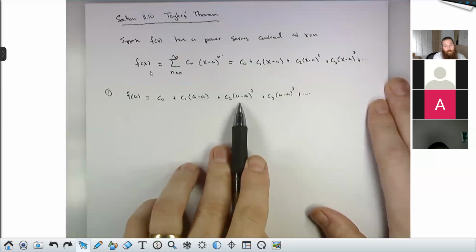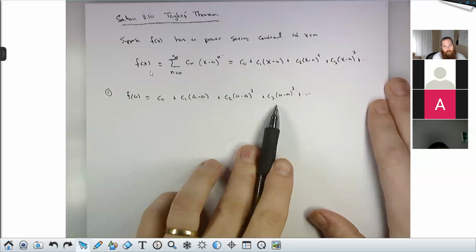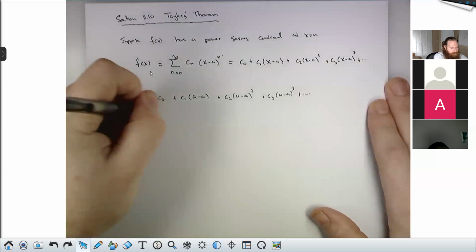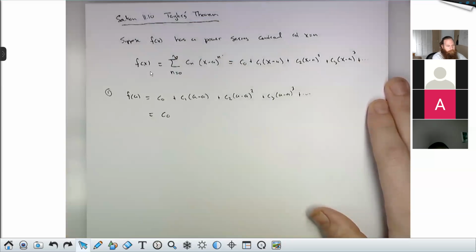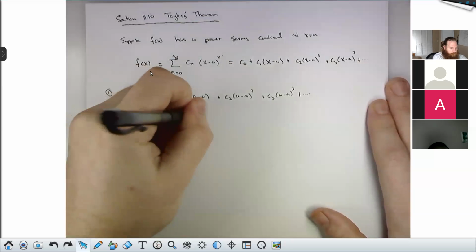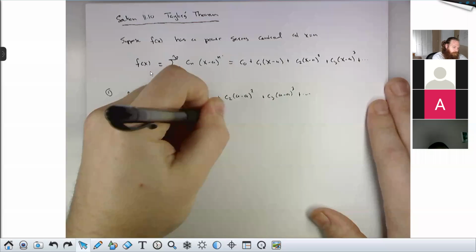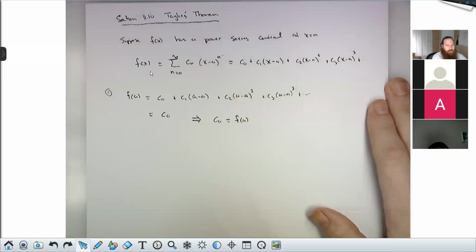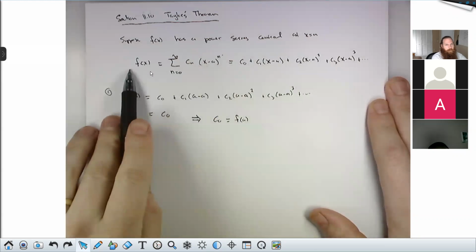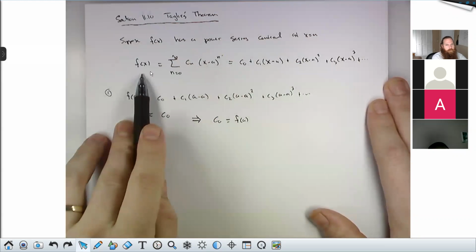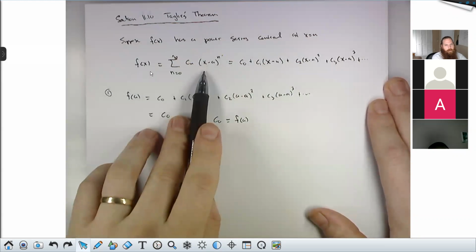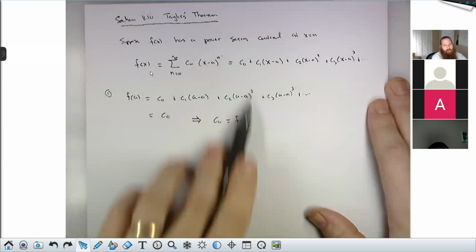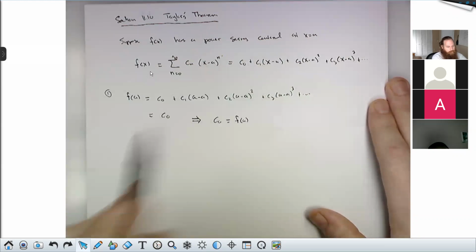a minus a squared is 0. a minus a cubed is 0. So this is just C0. In other words, you found the first coefficient. C0 is f of a. So if you want to write a power series for a function centered at a, this very first guy is just f of a.